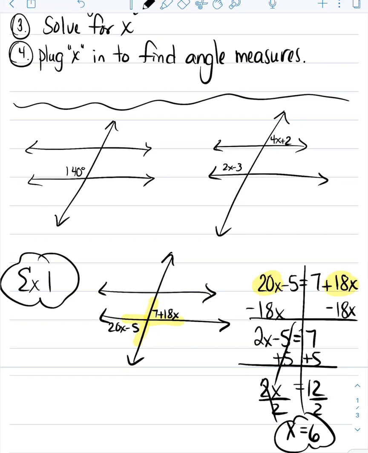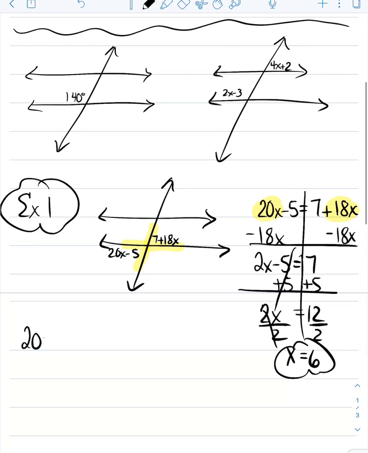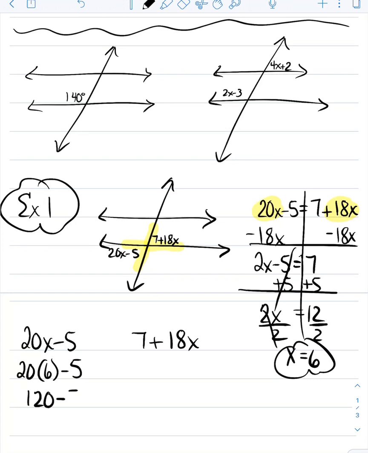And now I'm going to do my fourth step, which is to plug x into these expressions to find my actual angle measures. So I have 20x minus 5, and I have 7 plus 18x. So first let's do 20 times, and we said that x is 6, so 20 times 6 minus 5. 20 times 6 is 120, and when I subtract 5, I get 115 degrees. So what that tells me is this actual angle measure right here is 115 degrees.